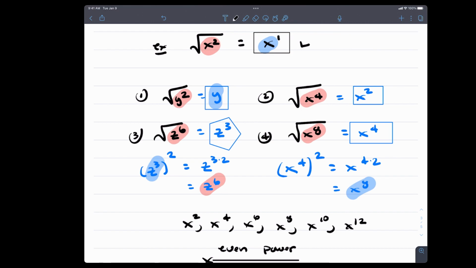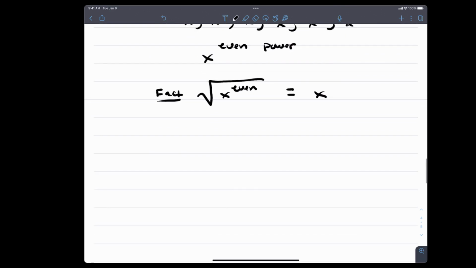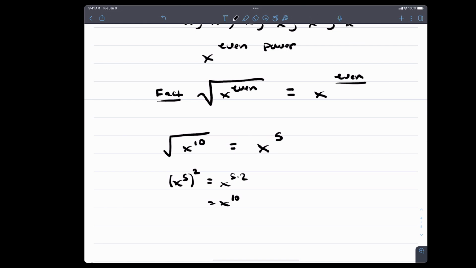What's the square root of x to the fourth? What about x to the eighth? X to the fourth. What if I said the square root of x to the 10th? What do you think that would be? How did you know it's x to the 5th? x to the 5 raised to the second power, that's 5 times 2, and sure enough, yes, it's x to the 10th. You guys okay? Do you guys know what I'm saying here? This is x to the even divided by 2.